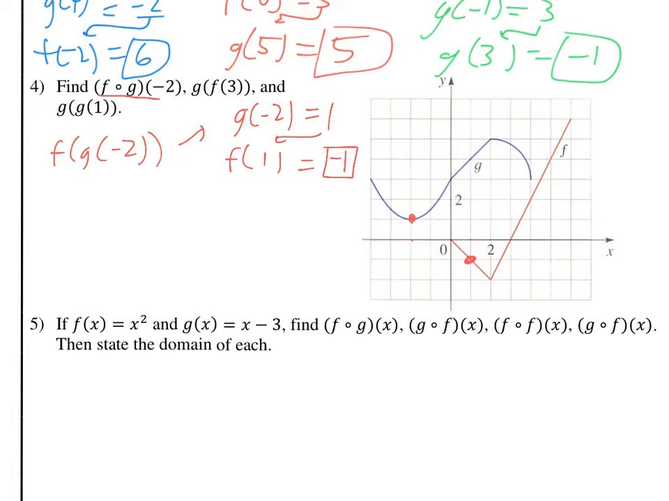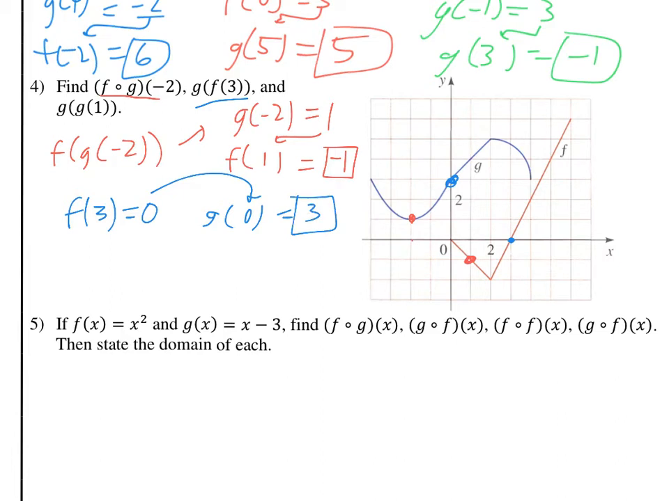Next up, the g of f of 3. So I'm going to do f of 3 first. So I'm going to go to the x value of 3, find the f graph. It's actually right here at 0. And so now I need to take that and plug it in the outer function, which in this case is g. So g of 0 is up here, and it happens to be at a y value of 3.